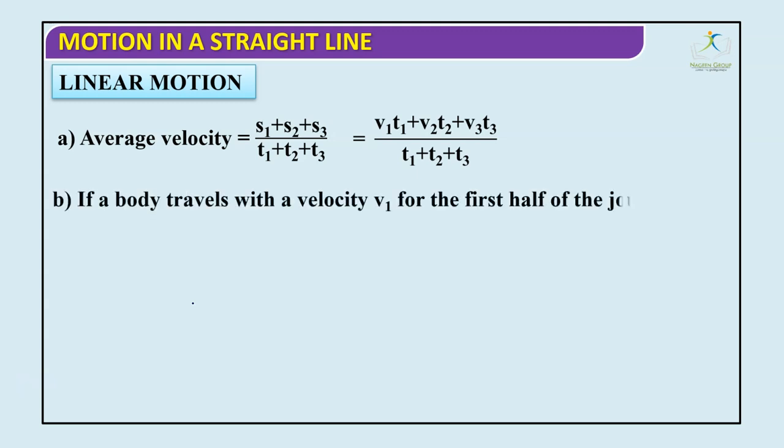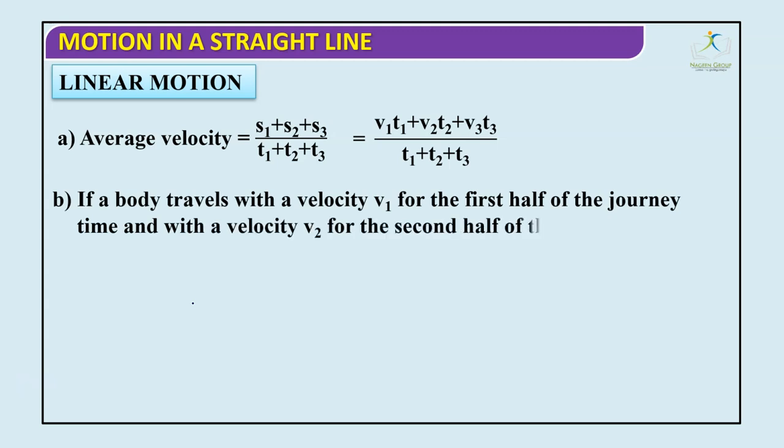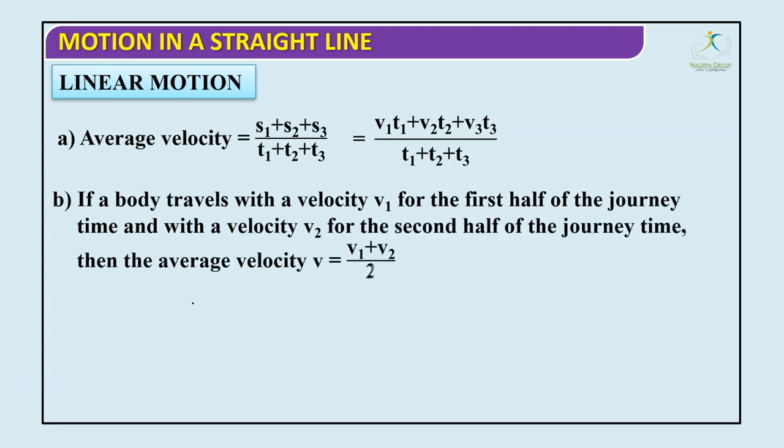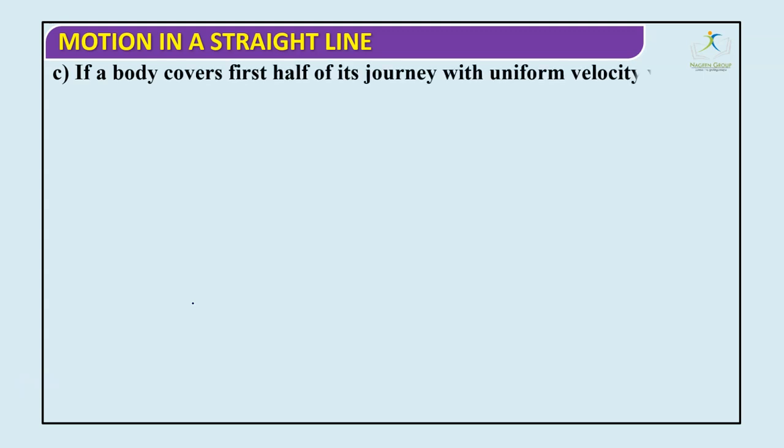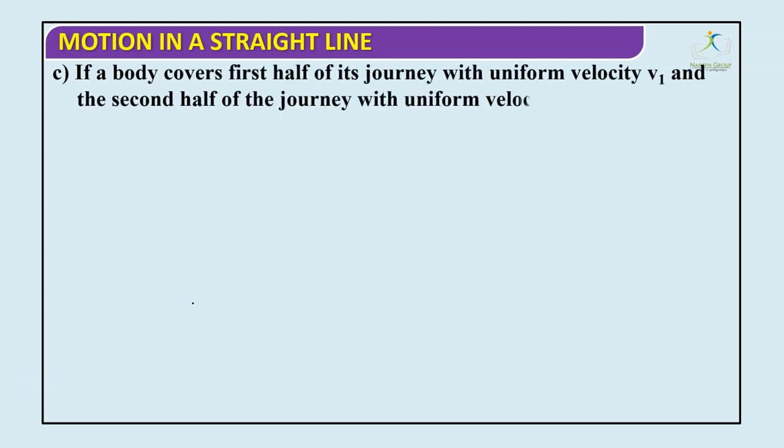If a body travels with a velocity v1 for the first half of the journey time, and with a velocity v2 for the second half of the journey time, then the average velocity v is equal to v1 plus v2 by 2. Third, if a body covers the first half of its journey with uniform velocity v1 and the second half with uniform velocity v2, then average velocity v is equal to 2 v1 v2 divided by v1 plus v2.